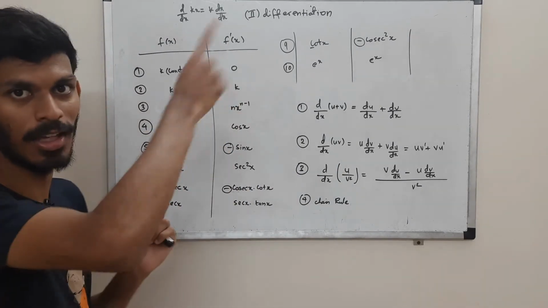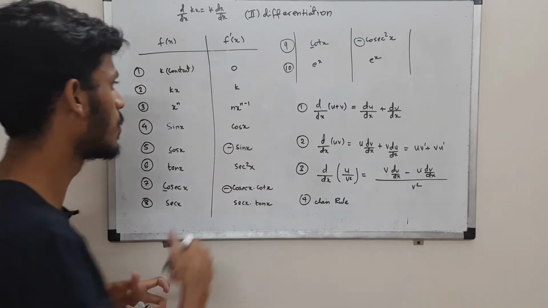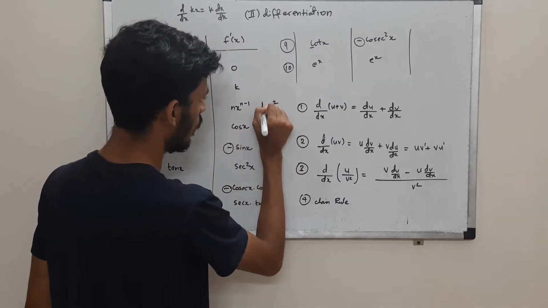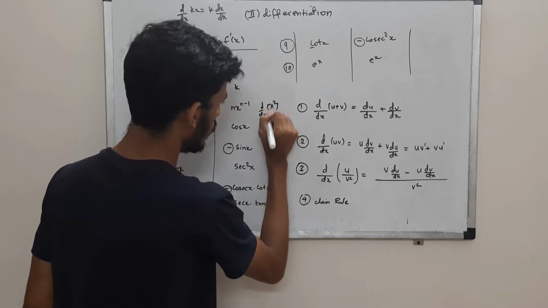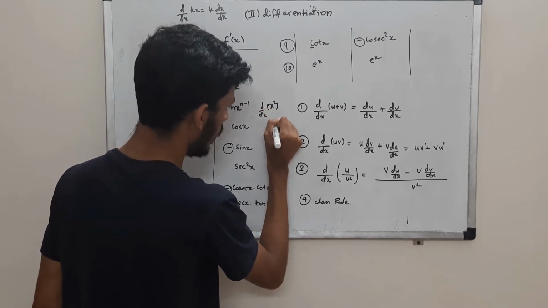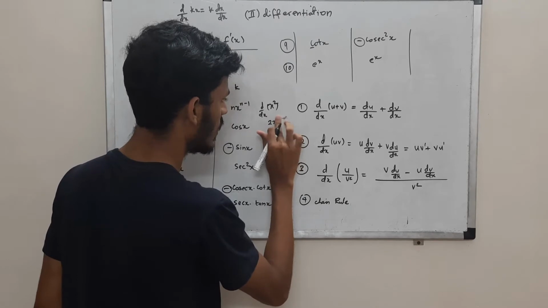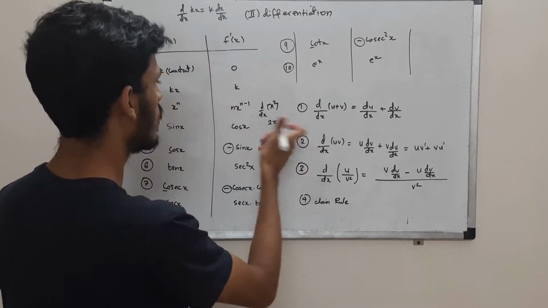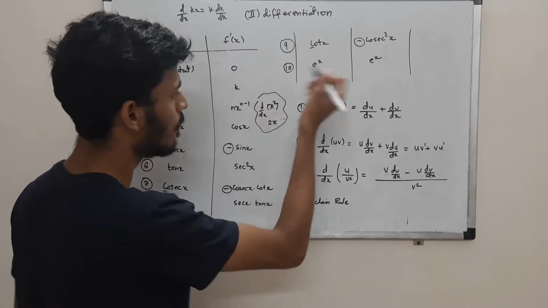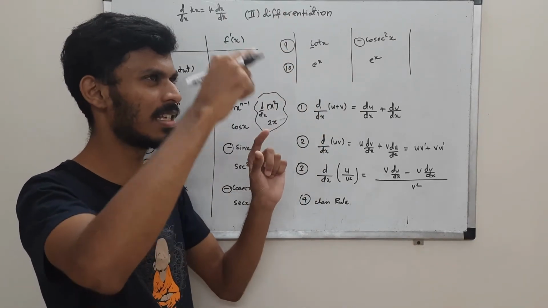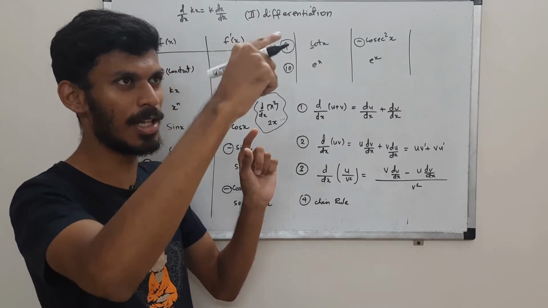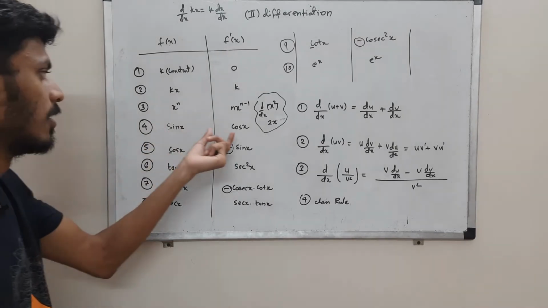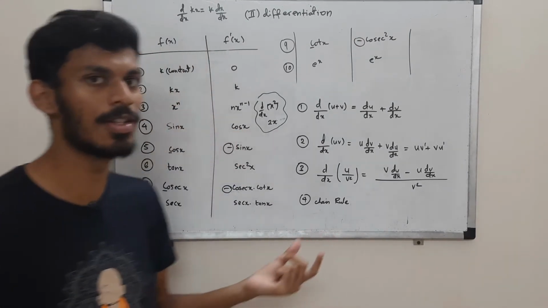Now the derivative of x to the power n: the n comes down and the power reduces by one. So suppose you have x to the power 2 and you want to differentiate this, so d by dx of x to the power 2 is 2 comes down, x to the power 2 minus 1, and 2 minus 1 is 1, or x to the power 1 is simply x. So this is how you differentiate it. So x to the power 3 will be 3x to the power 3 minus 1, and 3 minus 1 is 2, so 3x square.